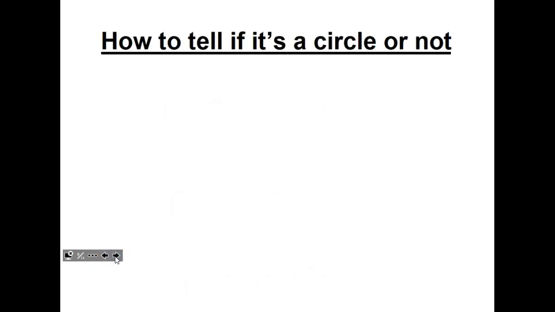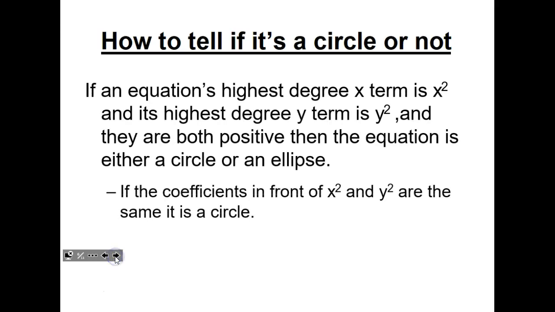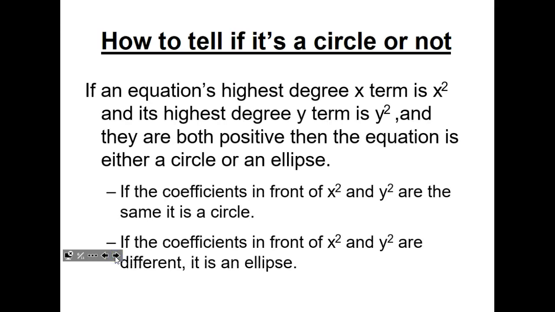All right, so if they're in standard form, students usually do pretty well with that, but we're going to see some that are not in standard form. So you see there on your notes, whenever we have an equation, sometimes it's not written in standard form. And if it's not in standard form, this is how you tell if it is a circle. So if an equation's highest degree x term is x squared, and its highest degree y term is y squared, and they are both positive, then the equation is either a circle or an ellipse.